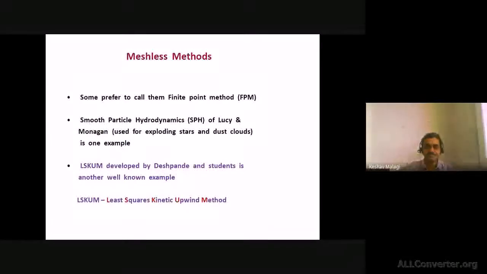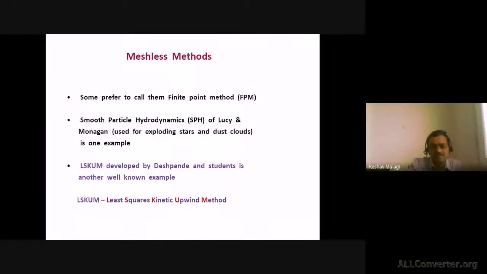Sorry. So some people call them finite point methods also, because you have only a finite number of points on which you are going to solve the equation. So there is no cell or element. Just like the finite volume method is called, they want to call it the finite point method.